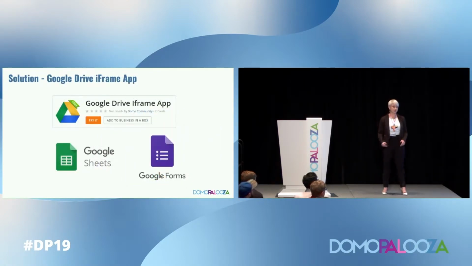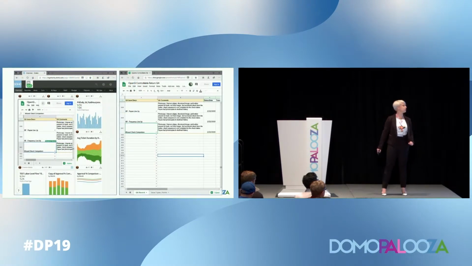So my solution for this was located in the Domo App Store. It's called the Google Drive IFrame app. And it is this magical portal in which you can link a Google Sheet or a Google Form to your Domo instance, so you can make edits directly from your Domo instance, and they show up in your Google document. So let me show you an example of that.